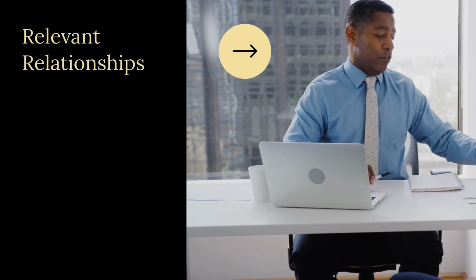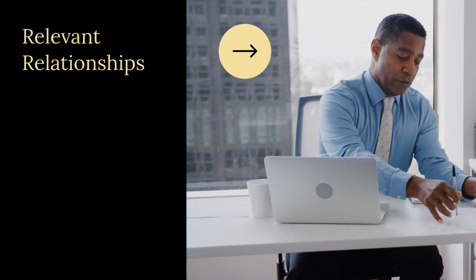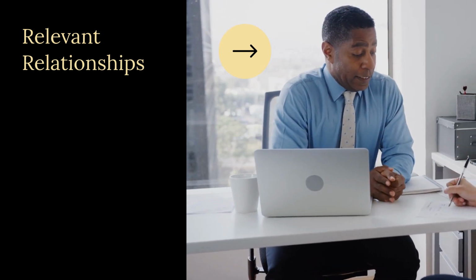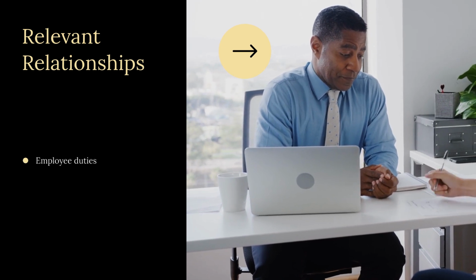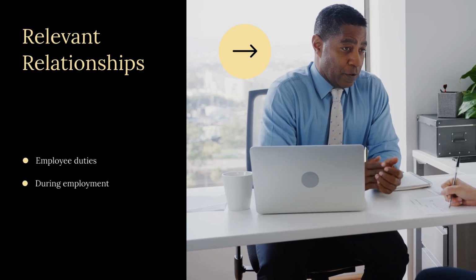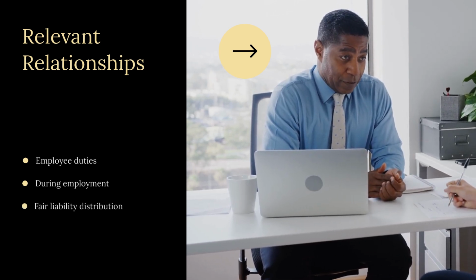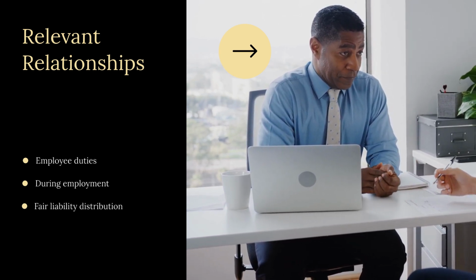Three elements establish vicarious liability: a relevant relationship, the act within employment scope, and the nature of the act. The relationship is usually employer-employee. The wrongful act must occur during employment. It should be associated with the employee's duties. These elements ensure fair liability distribution.